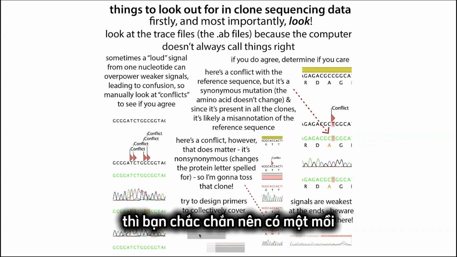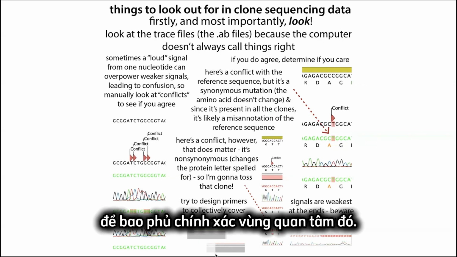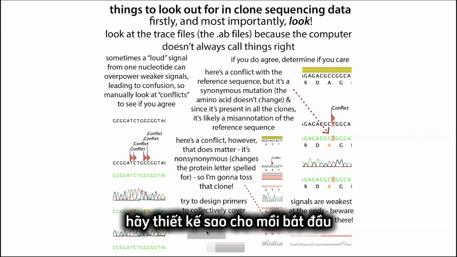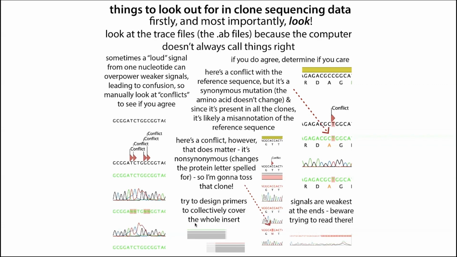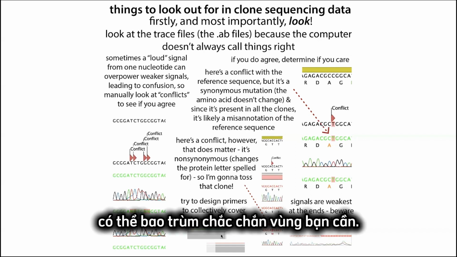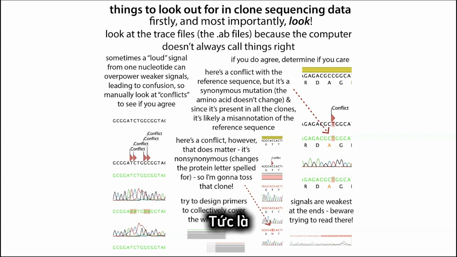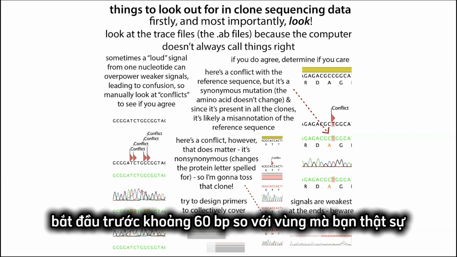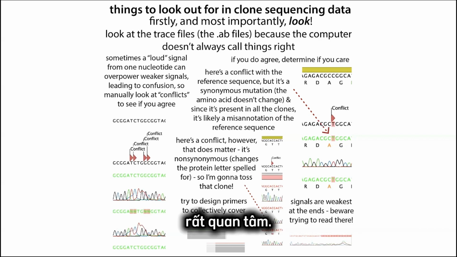And if there's a sequence in the unreliable zone, you definitely want to have a primer that is going to cover that region of interest. So start 60 or so before the region that you really, really care about.